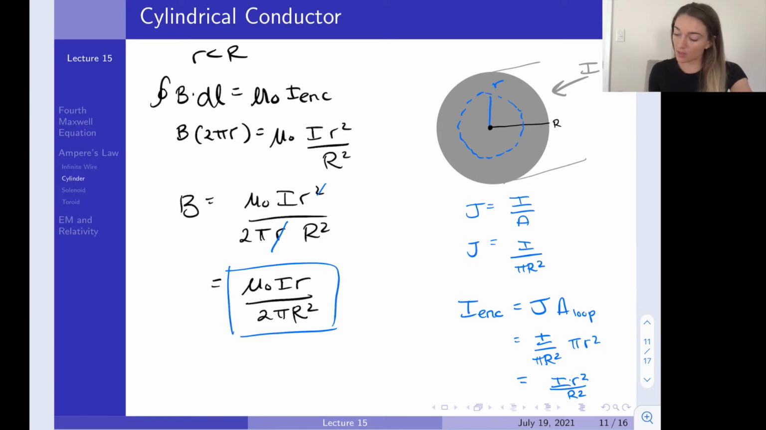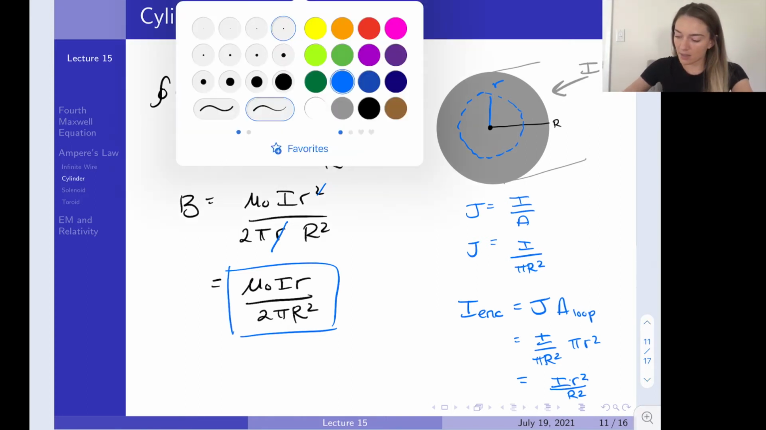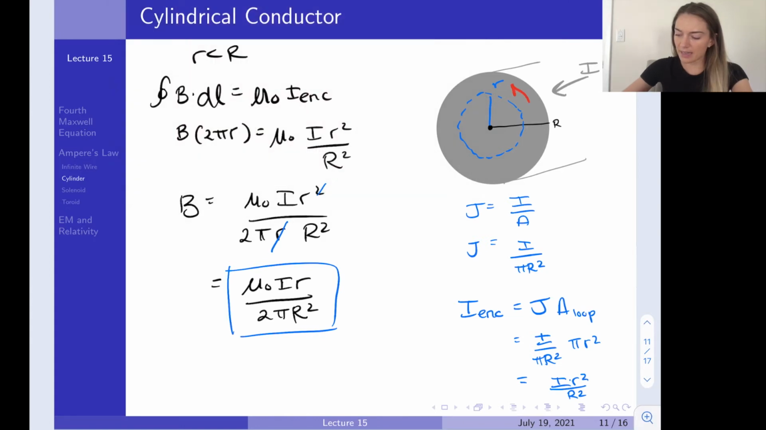So, the direction of this will be the same as in the previous part. The current's coming out this way. That just means that inside my conductor, the magnetic field will still be going counterclockwise according to the right-hand rule. Okay, so that's our cylindrical conductor.